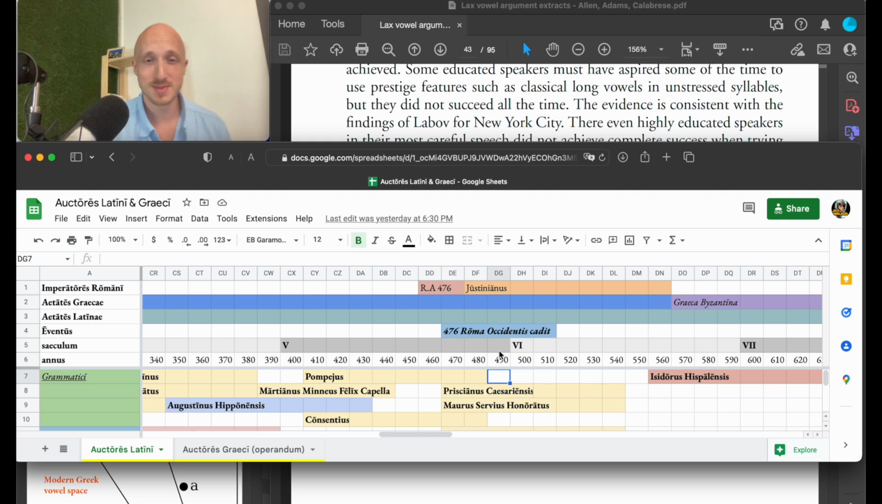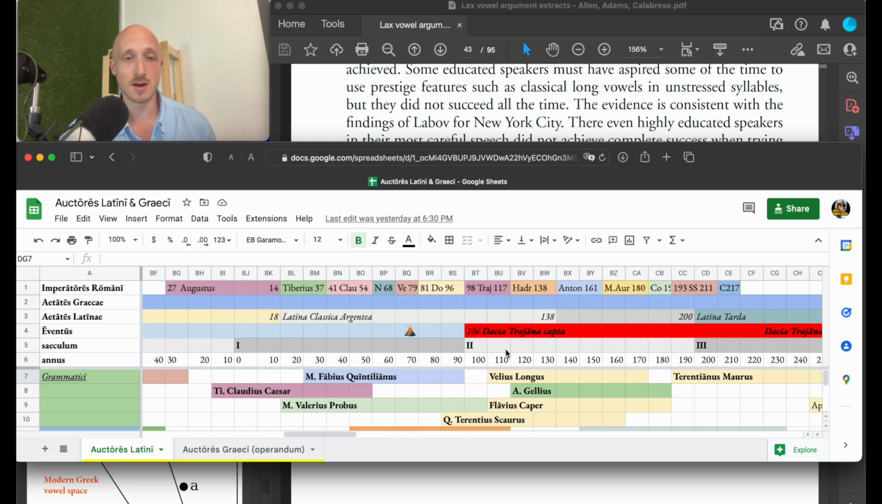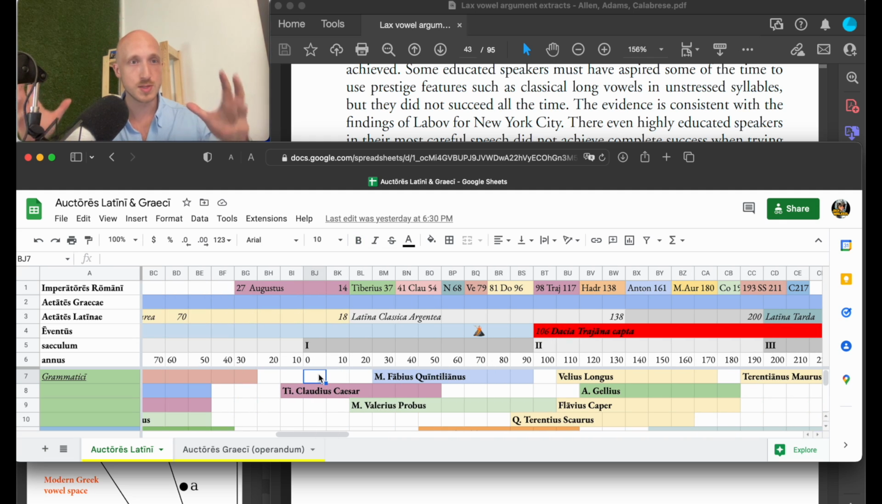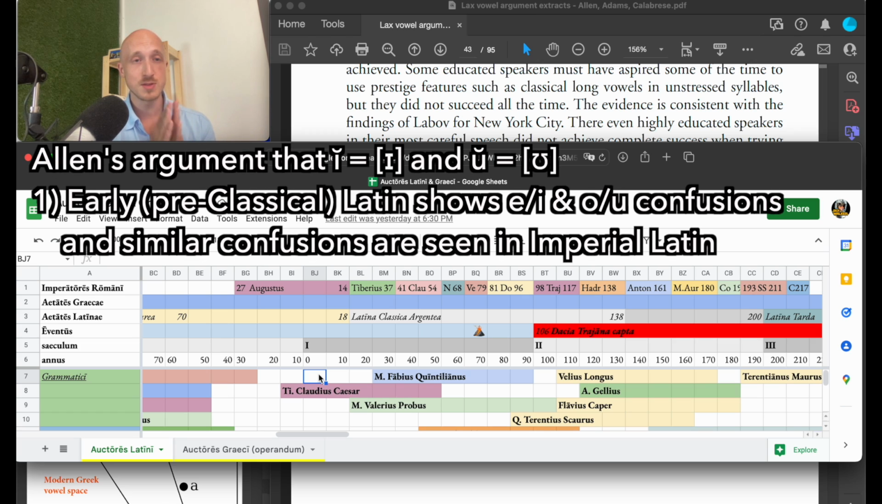All right, so I'm going to keep repeating the argument of Allen and try to do it justice. Allen's argument is we have inscriptional evidence of early Latin, Imperial Latin, late Latin, where E is written for E and O is written for U, and vice versa. Vice versa, that can't necessarily mean anything. That might just be a type of illiteracy or partial literacy, especially if it doesn't form a consistent pattern.